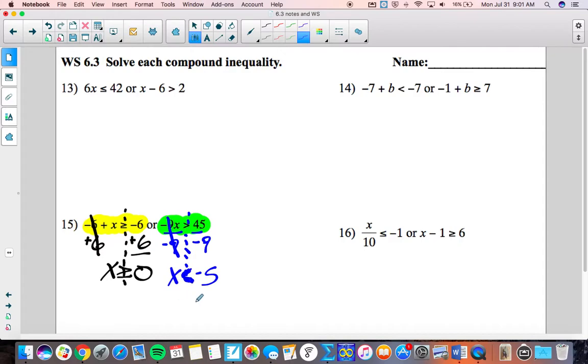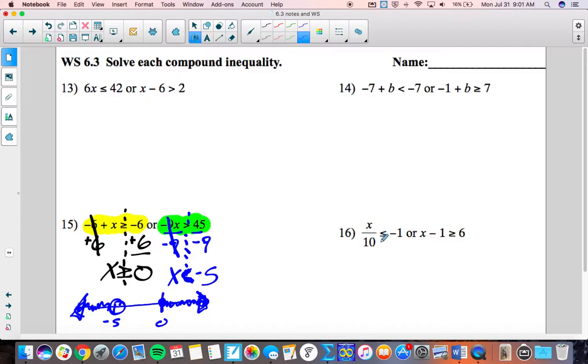So now make your number line. Put the smaller number on the left, put the bigger number on the right. x is greater than or equal to 0, so closed dot at 0, and what direction are the numbers bigger than 0? Boom, right there. x is less than or equal to negative 5, open dot, have to go that way. My arrows are kind of messy, but that's the idea.